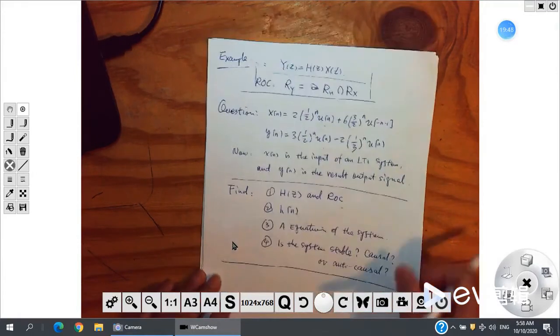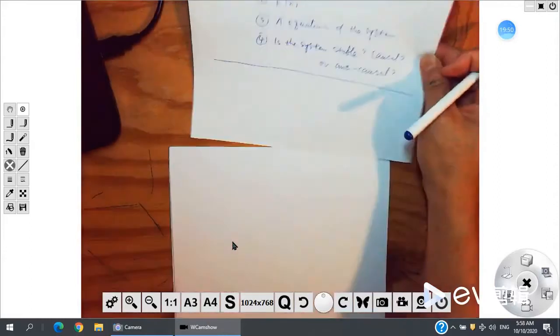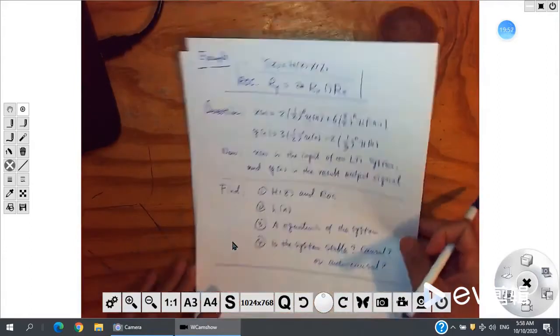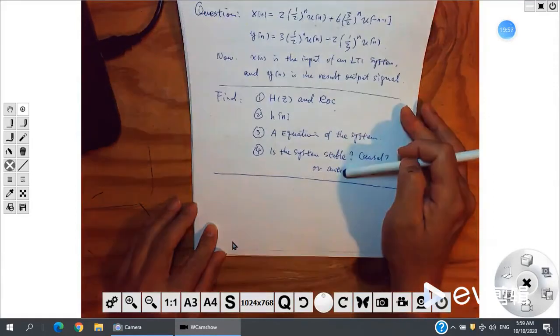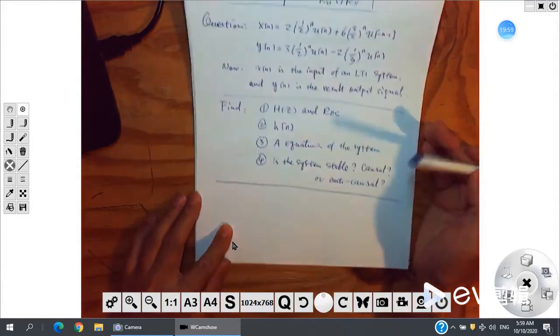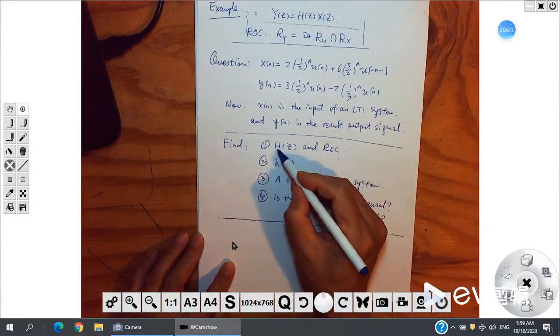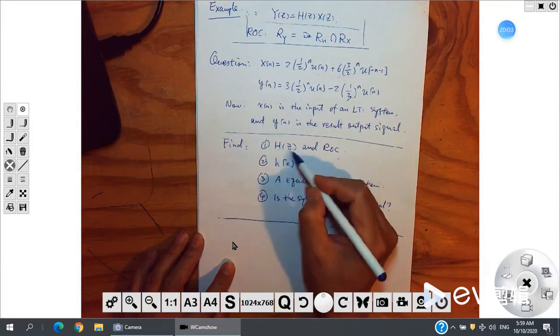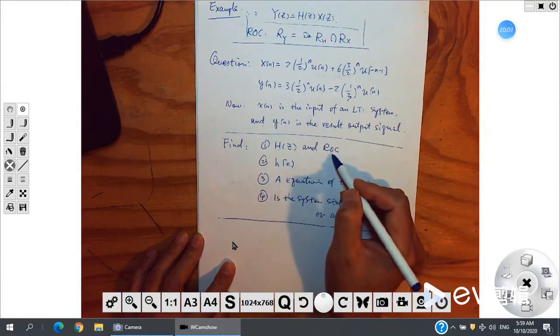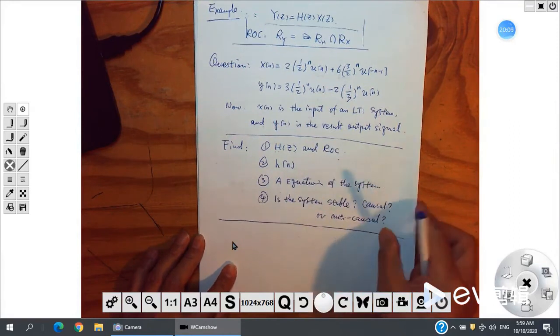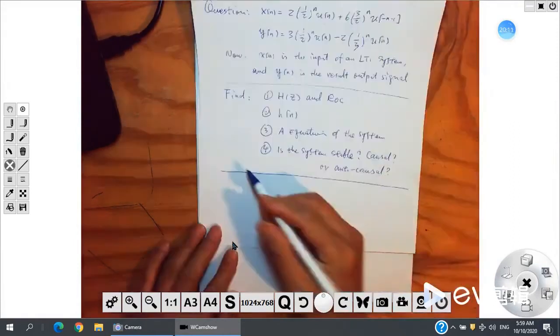Okay, now how to do it? Actually we can have a similar problem for Fourier transform. In that case, you need to find the frequency response. But for frequency response, you do not need to consider RC, right? But now we need to consider what the RC is. So we start like this.